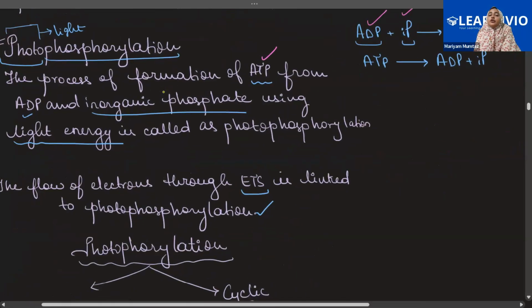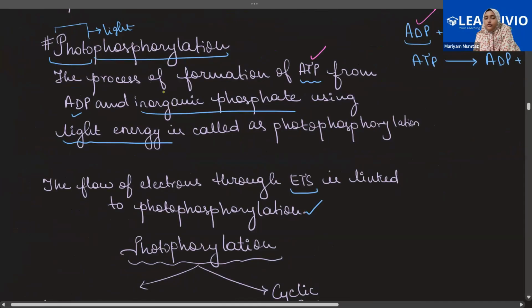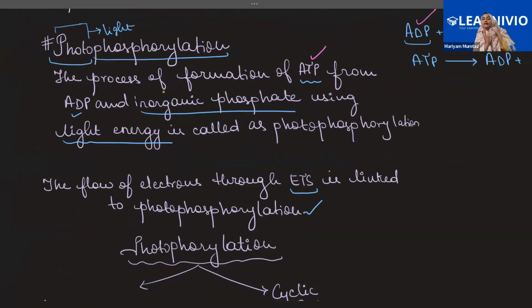Now comes photophosphorylation. You know that photo refers to light. The formation of ATP in the presence of light is what we call photophosphorylation. Why? Because the word phosphorylation refers to the formation of the ATP molecule and photo is the use of light for it. So the process of formation of ATP from ADP and inorganic phosphate using light energy is called photophosphorylation.